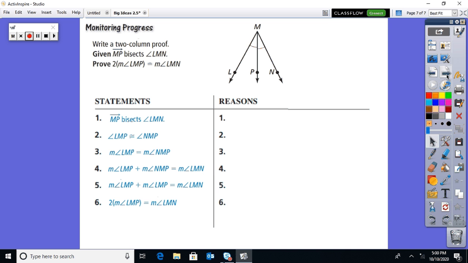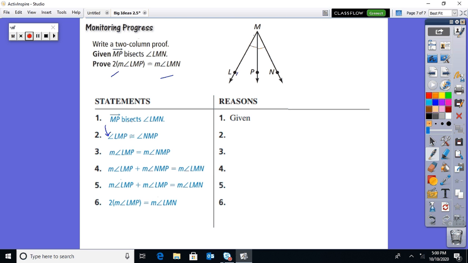All right, so here we go. First, of course, is given. Don't even think about it. Just plug it in. And let's see here. We're given that MP bisects the angle. That should mean that we should be able to prove that 2 times LMP is equal to the big one, LMN. All right, makes sense. We should be able to. So how do we go from, what are we writing in here?